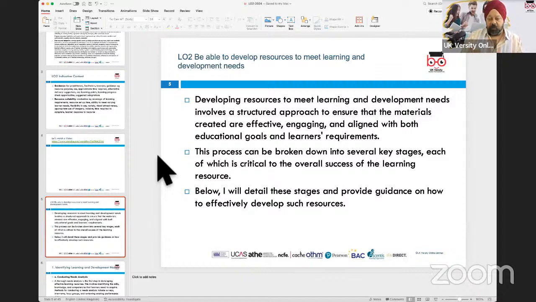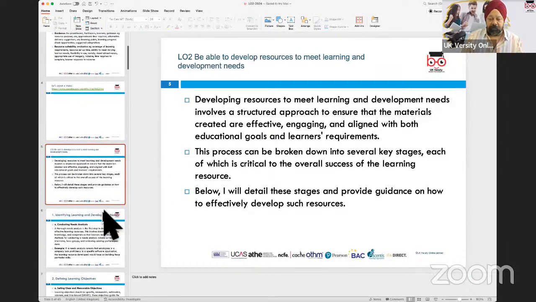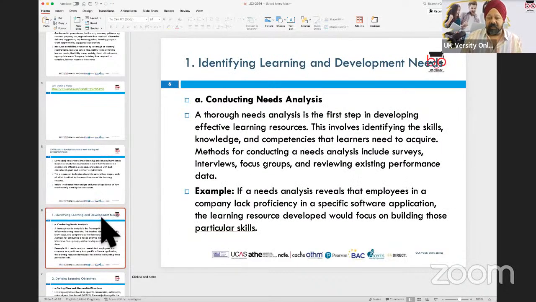Now, this process that I go through is broken down in several stages before I even consider delivery of that particular unit to my learners. What I would need to start to look at is, number one, needs analysis. That is where I go into details of understanding the key requirements of learners, what their existing skill sets are, and what their knowledge is.